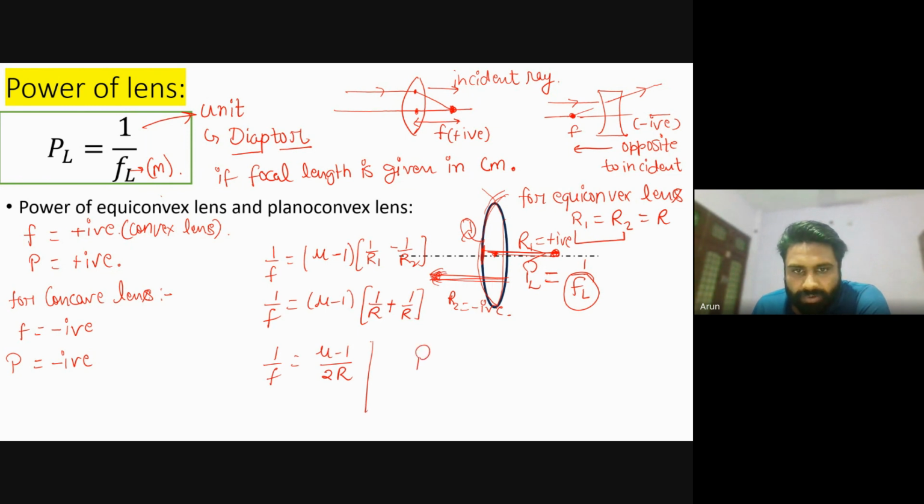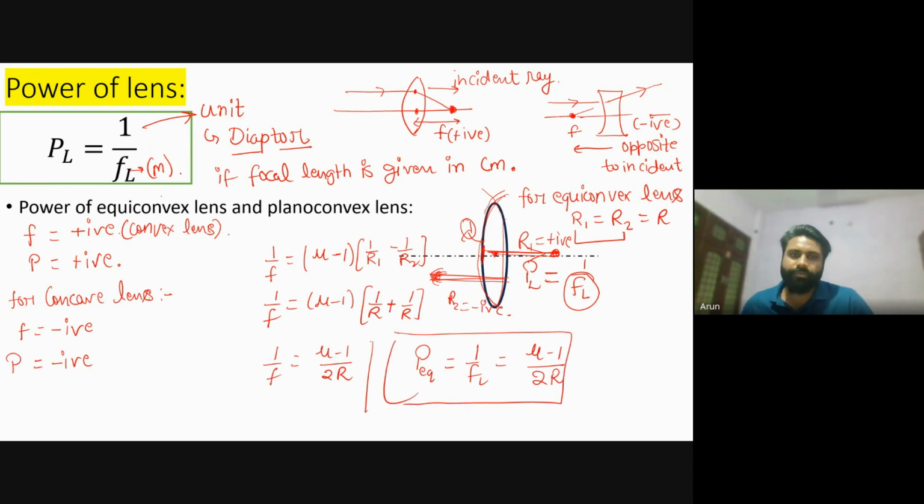Now what is the power of this lens? Power of an equiconvex lens is equal to 1 upon f of the lens, and it is nothing but mu minus 1 divided by 2R. So this is the power of an equiconvex lens.